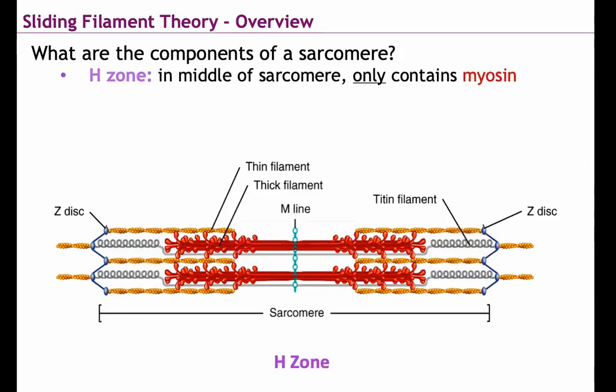Next is the H-zone. The H-zone is in the middle of the sarcomere, and it contains only myosin. You're like, wait a second, wasn't that the same as the A-band? The A-band contained all of the myosin filament. The H-zone is only the myosin without the actin.